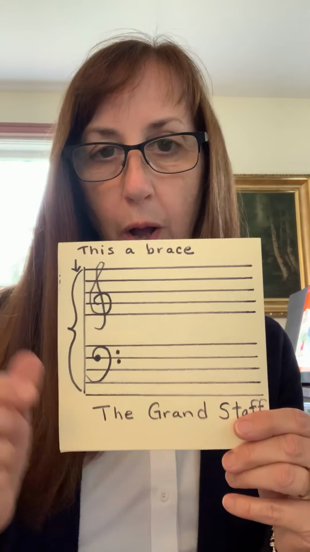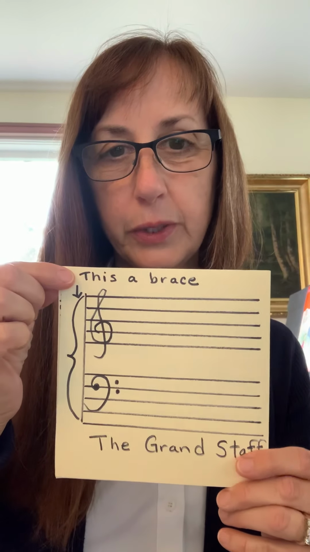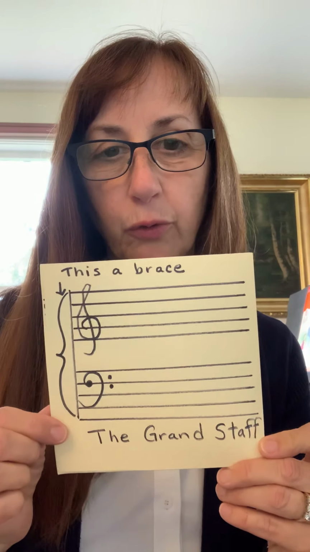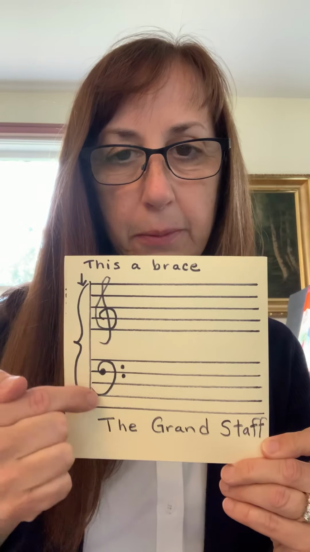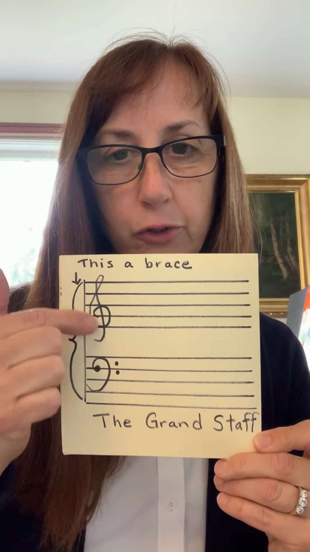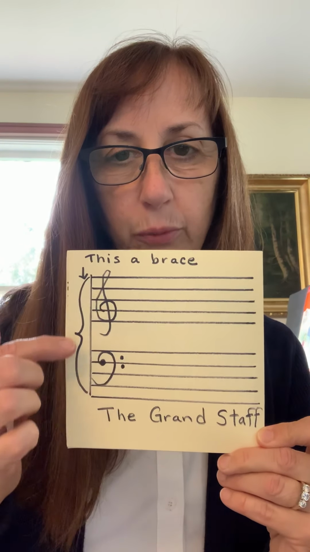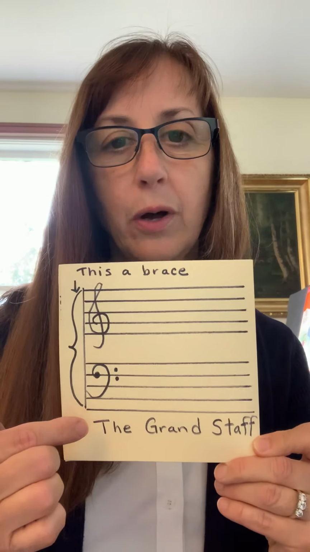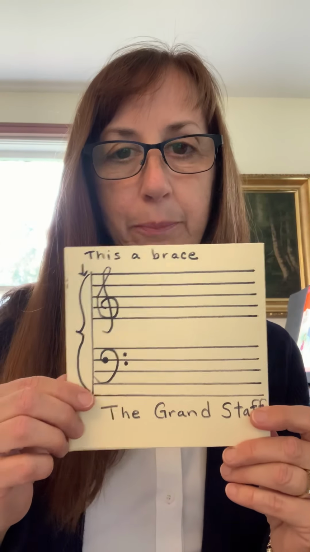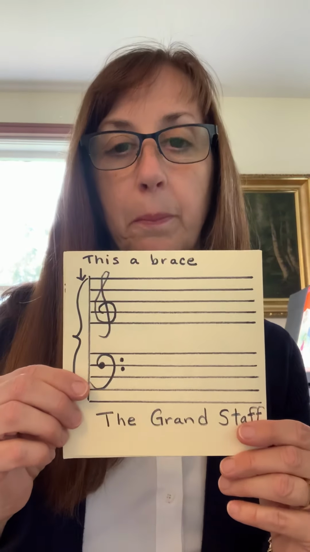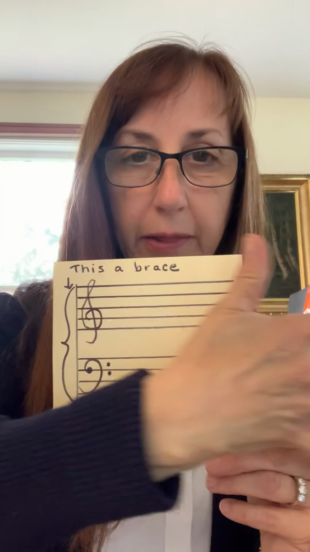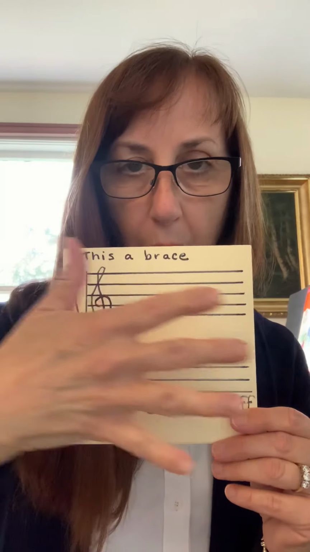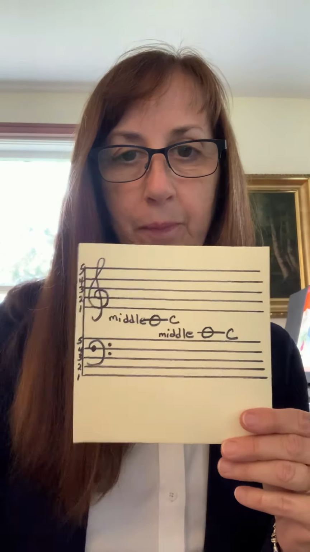Here is another new lesson that we just learned a few weeks ago. This is the grand staff, and this little picture is the brace. When we join the treble and the bass staves together with the brace, we form what we call the grand staff. And piano music is written on the grand staff. So this would be considered one line of music, one whole line of music.